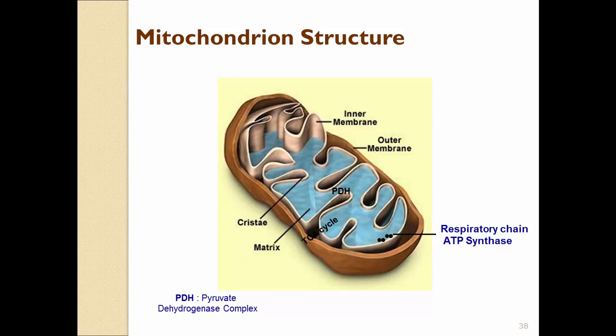So oxidative phosphorylation can happen in the mitochondria. When we generate reducing equivalents like NADH or FADH2, either from the TCA cycle in mitochondria, or from glycolysis in the cytosol, they eventually have to go into the mitochondria for oxidative phosphorylation for ATP production.